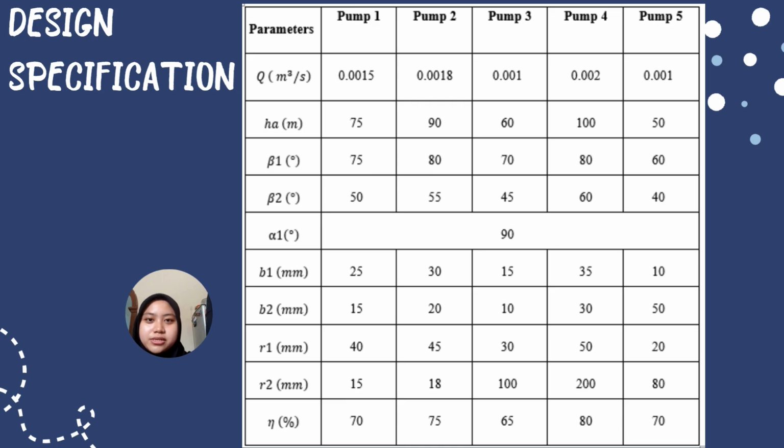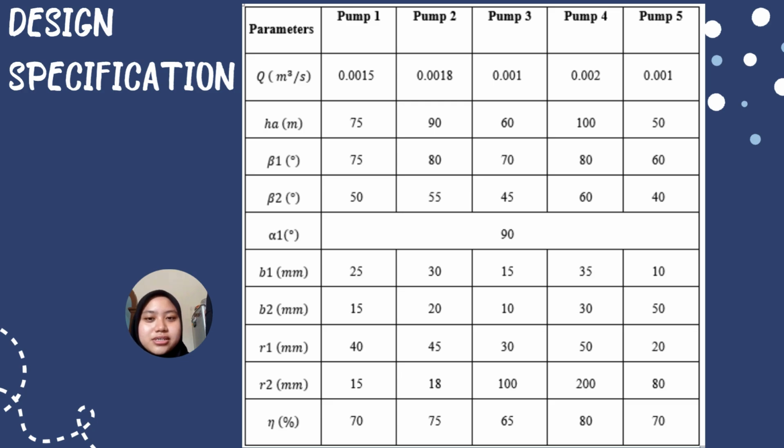Today I will present the part on design specification. Here we have the parameters and five types of pump. We start with the parameters: the flow rate, the total head, inlet blade angle, outlet blade angle, inlet flow angle, inlet width, outlet width, inlet radius, outlet radius, and efficiency.